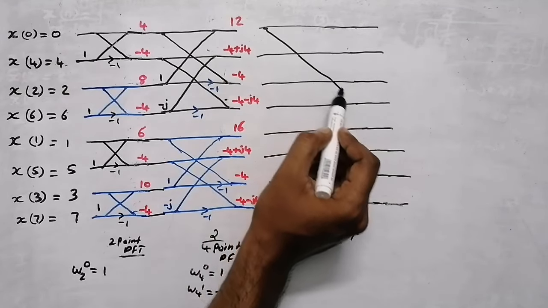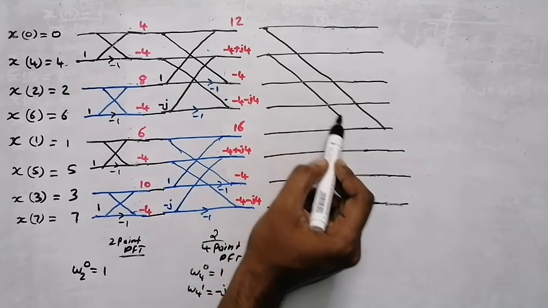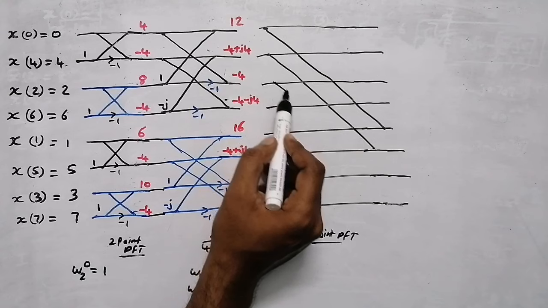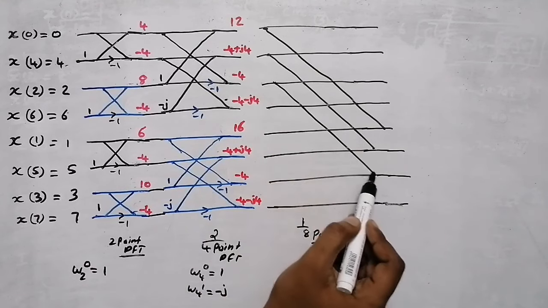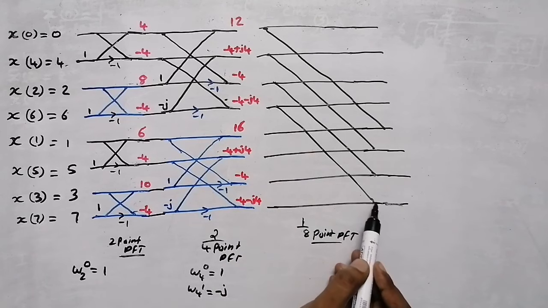1, 2, 3 and 4. Starting from here, join in the fourth line. 1, 2, 3 and 4. Starting from here, join the fourth line. 1, 2, 3, 4. Starting from here, join the fourth line. 1, 2, 3, 4. It touches the base.